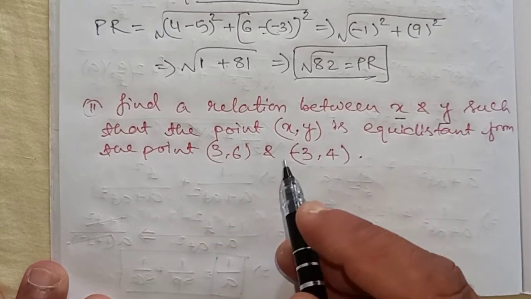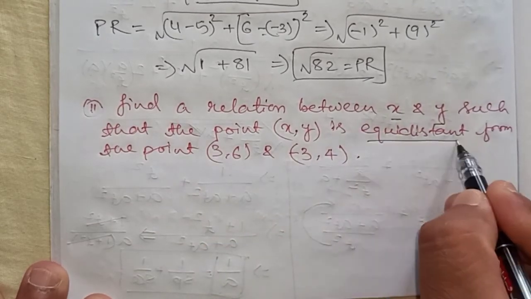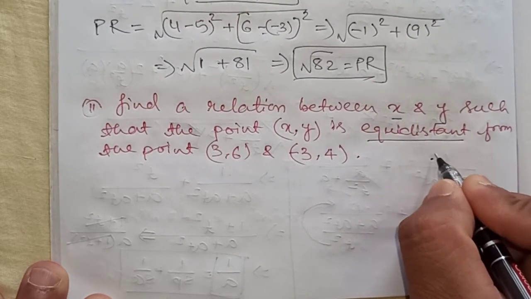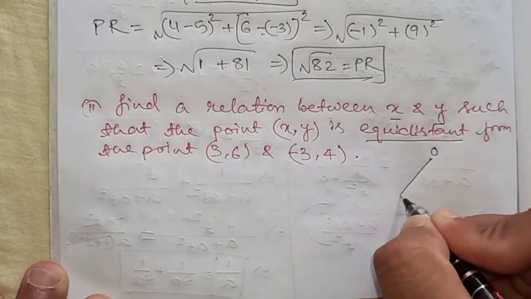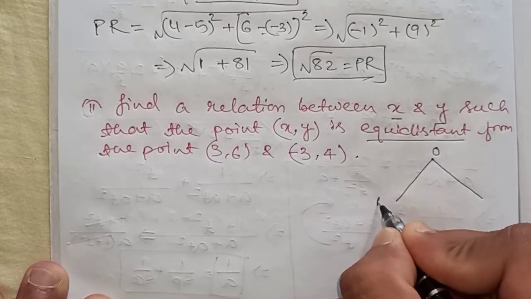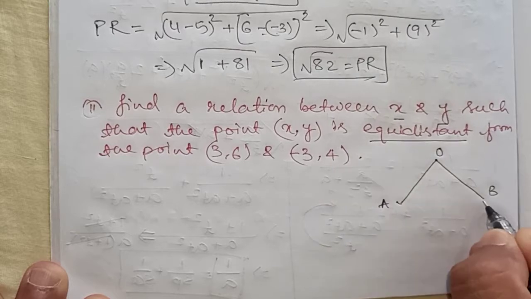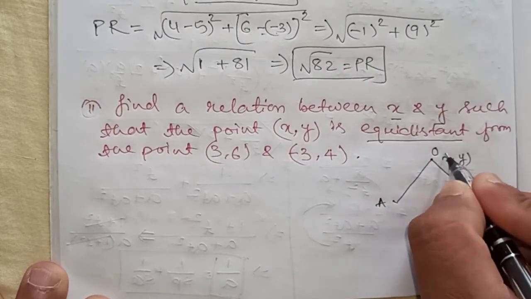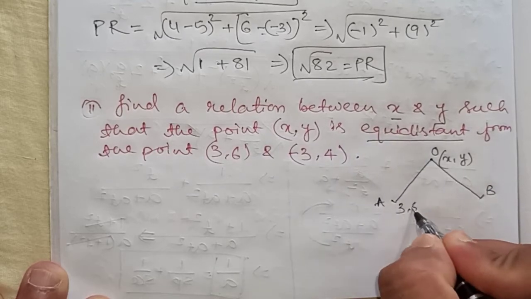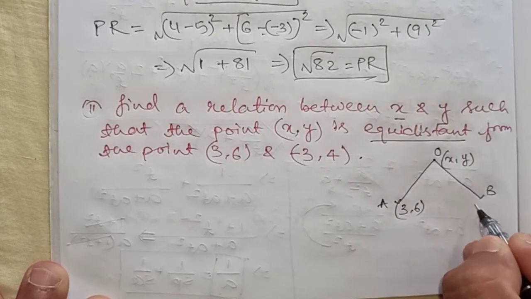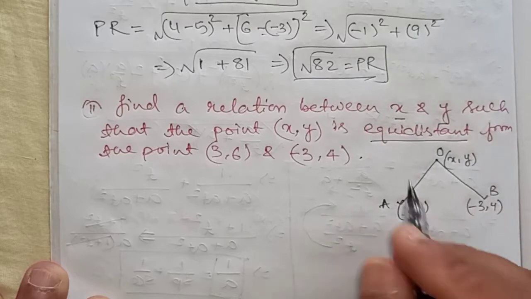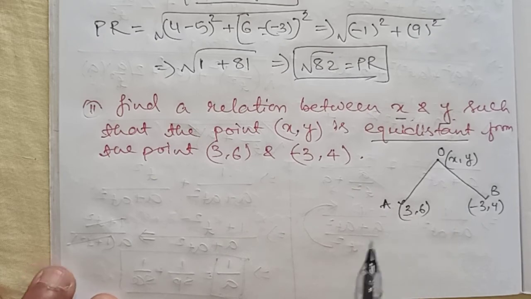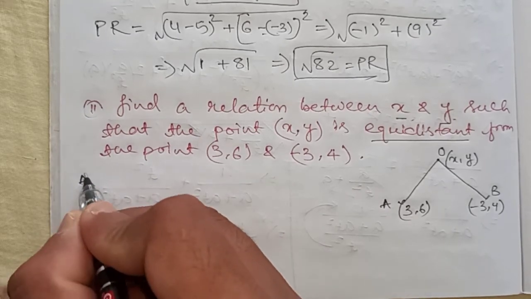So already we have solved the previous question where the word equidistant was used. So here also we will use the same process. We will write this point as O, suppose, and it is equally distant from A and B. Always draw a rough diagram to understand the question. x, y is O, (3, 6) is A, and (-3, 4) is B. So we have to find a relation between x and y. When we solve this, we will find that relation.